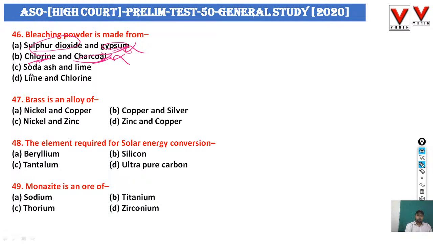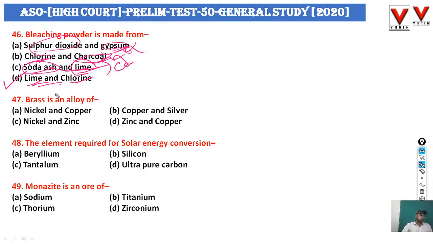It is incorrect. Then we have soda ash and lime. Lime is one of the constituent agents. Soda ash we do not add. Soda ash is added in your cement once again. So lime and chlorine we have in option D, and both are a perfect combination for your bleaching powder. Fine, so you can go with option D as the answer. That is, bleaching powder is made from lime and chlorine.